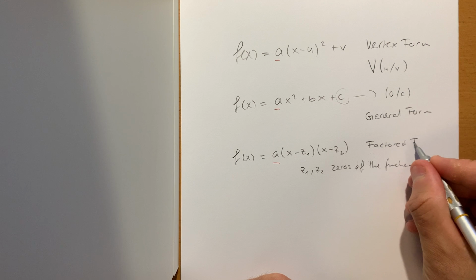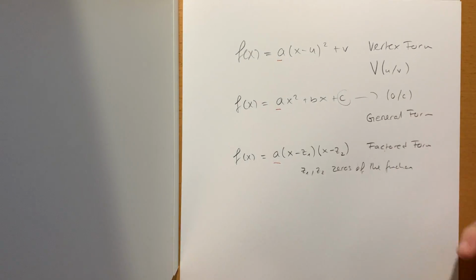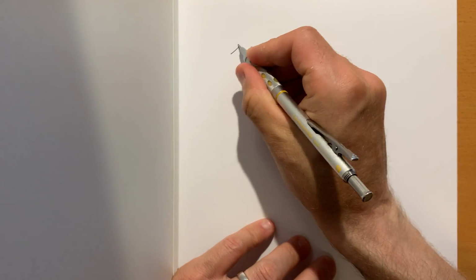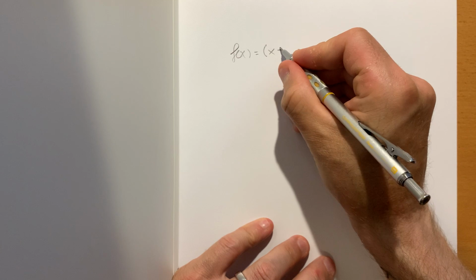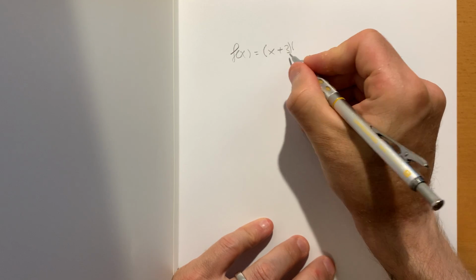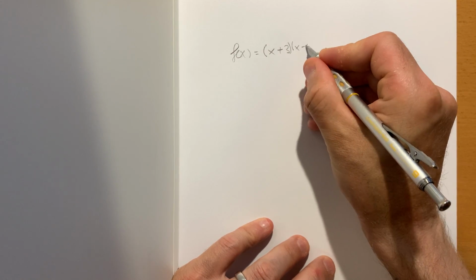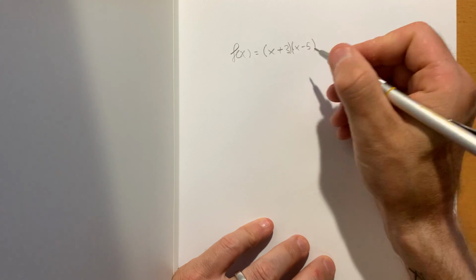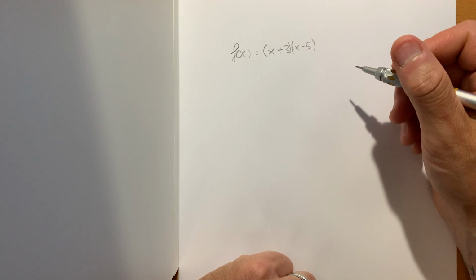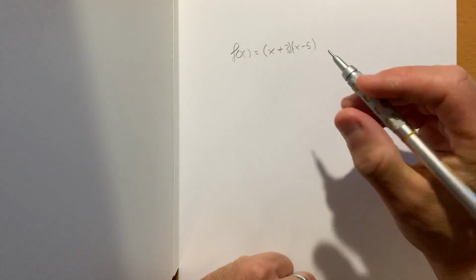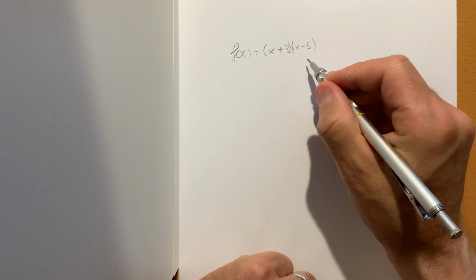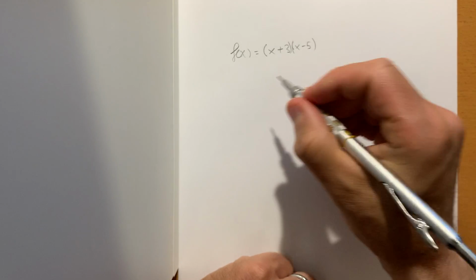Factored form. So let me give you a first example. First example could be f(x) = (x + 3)(x - 5). So this form is quite practical because you can know the zeros right away. But first, let me show you that this is in fact a quadratic function.